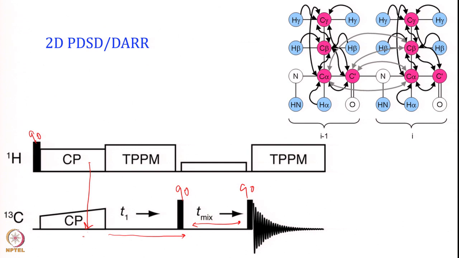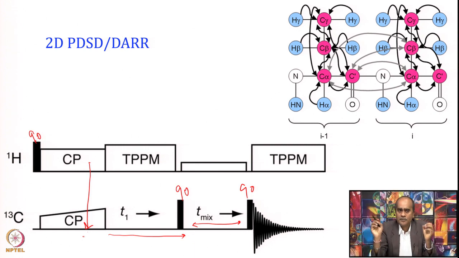Now mixing without any additional irradiation, if it is done, that is called PDSD, proton driven spin diffusion. Proton driven because it is driven by protons. Protons are contributing to the magnetization, and spin diffusion because spin is diffusing, transferring its magnetization to other spins, like a C alpha is transferring to CO, C alpha is transferring to C beta and C gamma. So that is a PDSD.